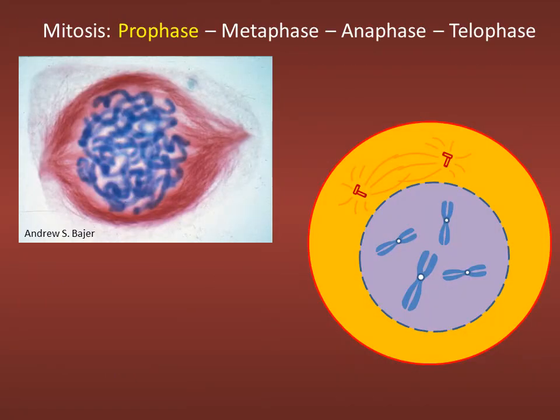So there are four phases of mitosis, as you can see up here at the top: prophase, metaphase, anaphase, and telophase. We'll start with prophase, the first of these four phases. There are a few things to keep track of as we go through the phases: the status of the chromosomes, the nucleus, and the spindle.